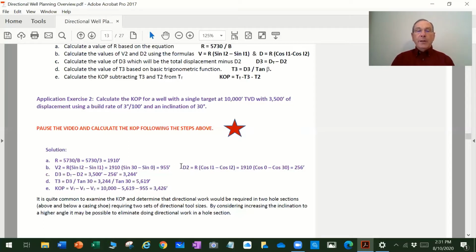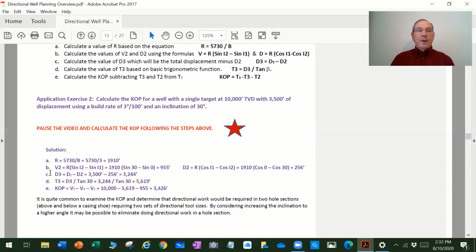And then the displacement is R, which is 1,910, times the difference in the cosines, which is 256 feet. So these are the values of true vertical depth and displacement that take place while we're building angle.